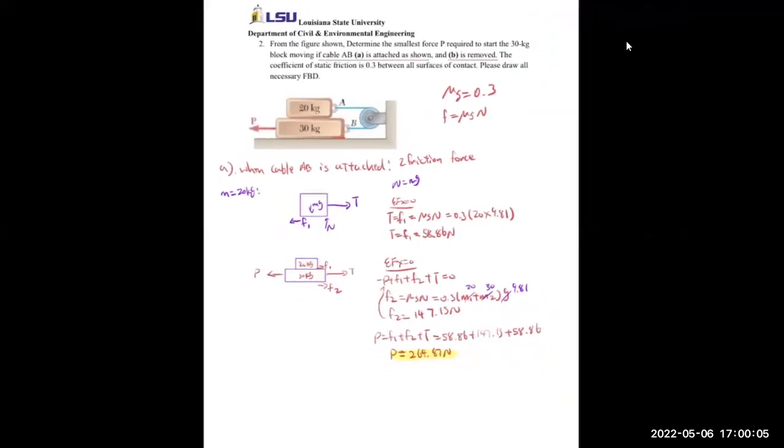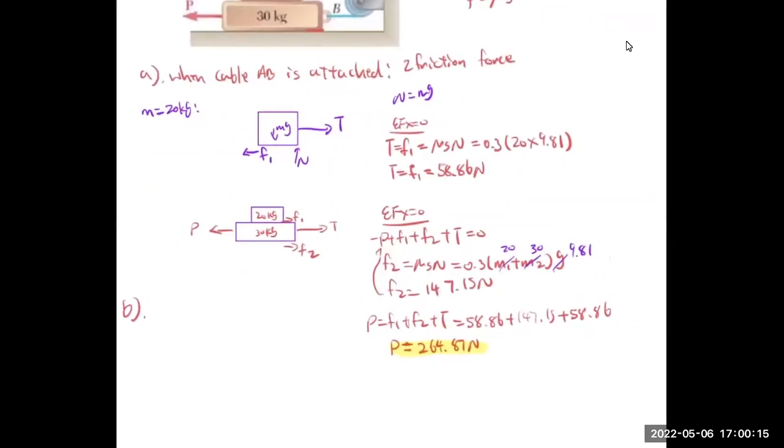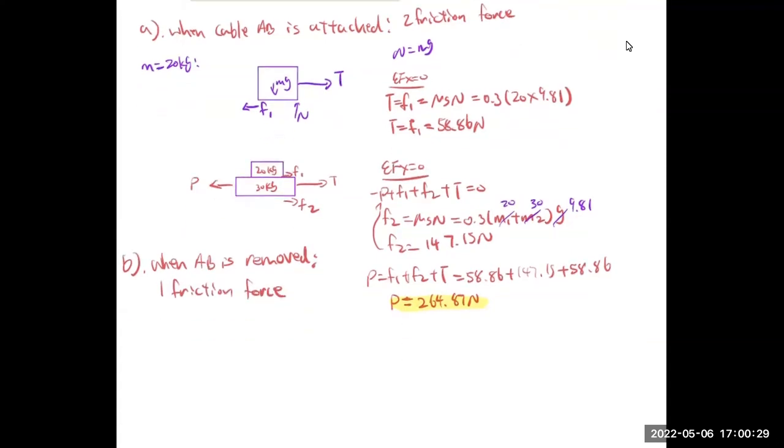But when cable AB is not attached, let's see that. That's when AB is removed. And for that, we only have one frictional force. How? Let me show you guys.